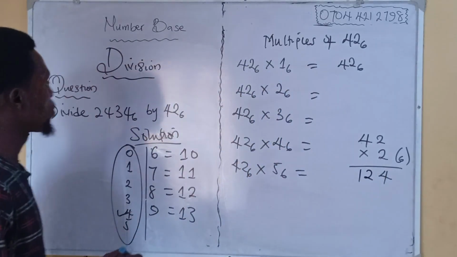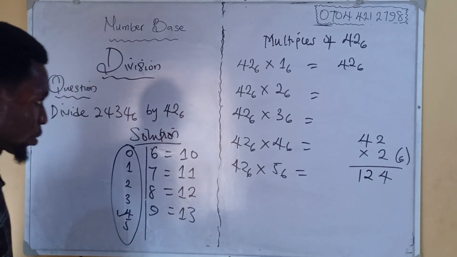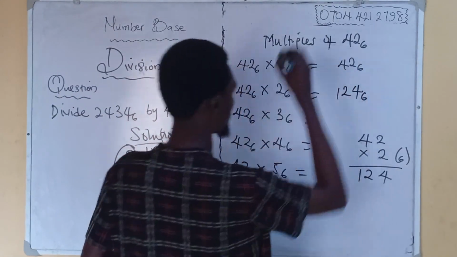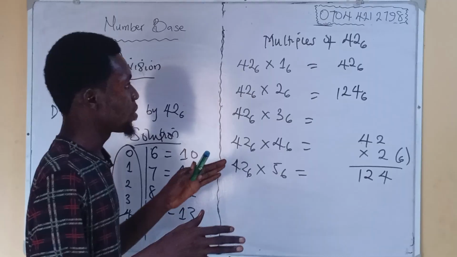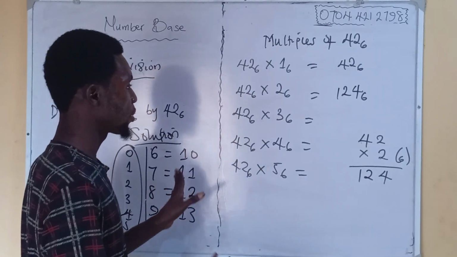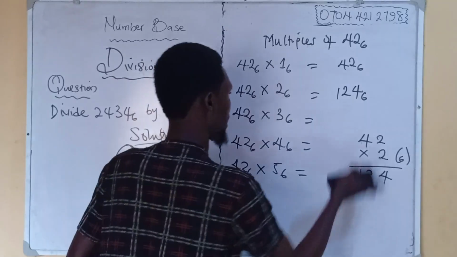Yeah. 1, 2, 4. Right? 1, 2, 4, base 6. So we have here 1, 2, 4, base 6. We are done with that one. I know that it may look as if it is taking time, but when you do it, you will get used to it. It's just very simple stuff. Then we are done with that.